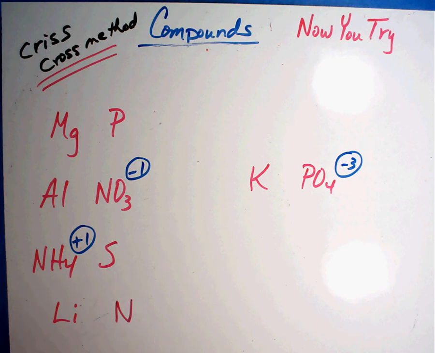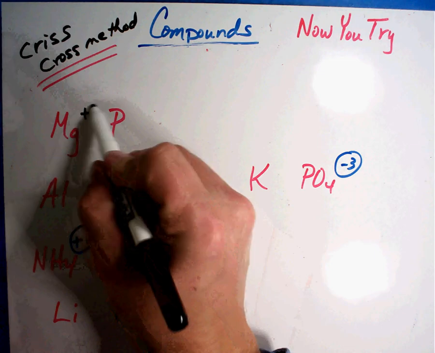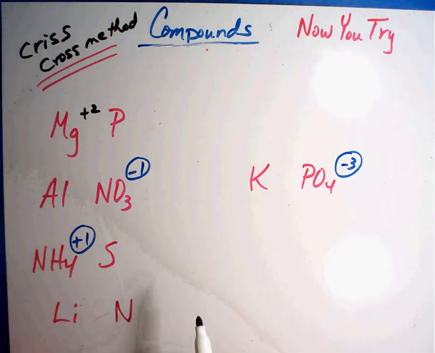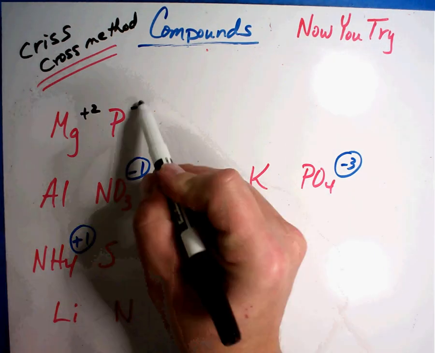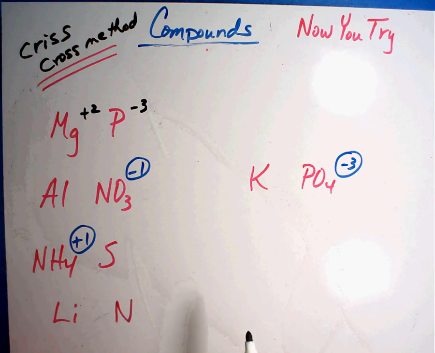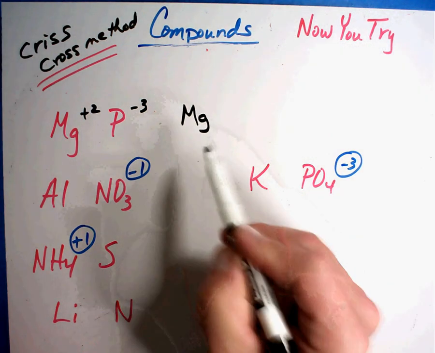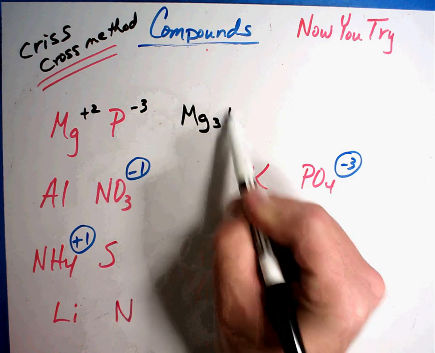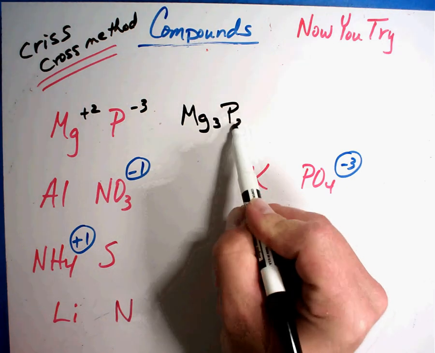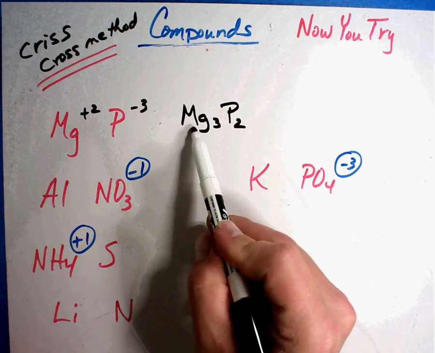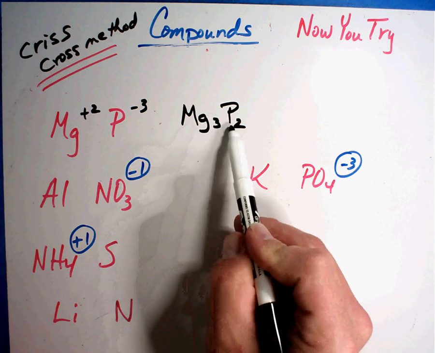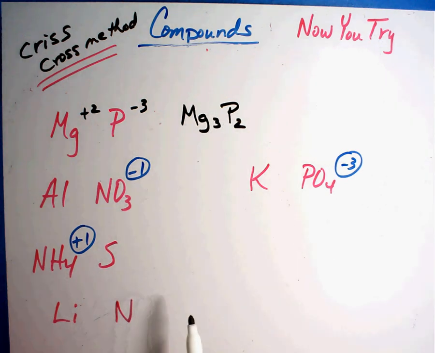All right, let's check your work. Starting with the first one, magnesium, when I look at the chart, I see a +2 charge. Phosphorus at the top of the column is -3. I have to ask myself, do they equal 0? No, they don't. And so what do I get as an answer? Well, when I switch them, I get Mg3P2, called magnesium phosphide. Next example.